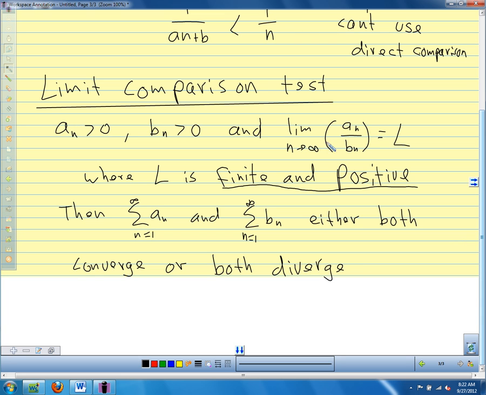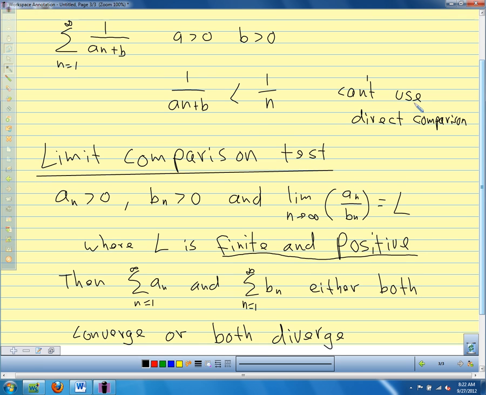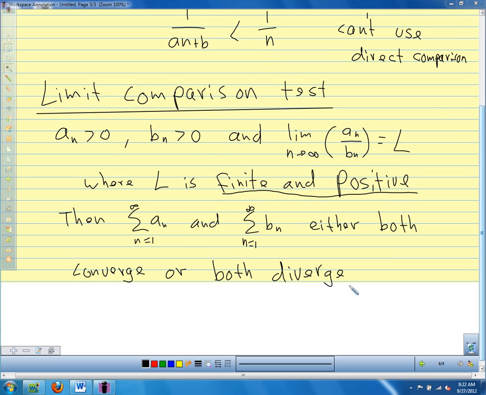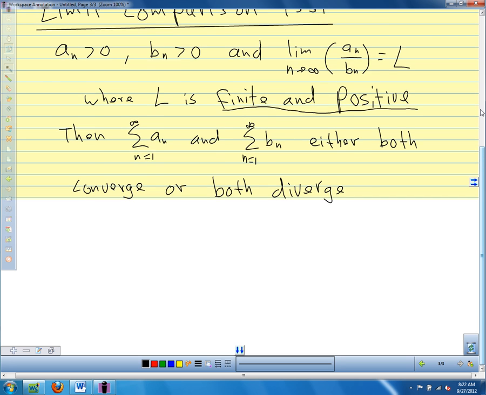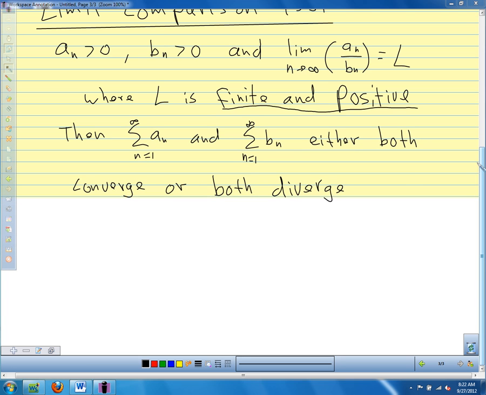So this could possibly give us the comparison that we want up here. We know that the harmonic series diverges, so we could use a limit comparison test with a general harmonic series and the harmonic series and show that this limit is finite and positive. Then we can show that the general harmonic series diverges. The proof is very short and simple here for the limit comparison test.